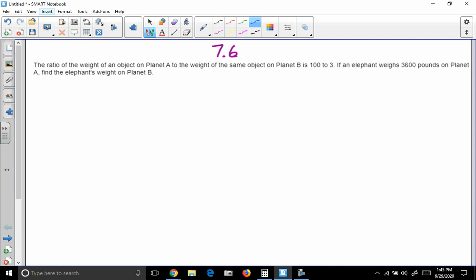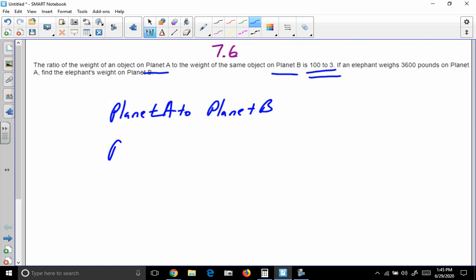So 7.6, we're looking at some applications to rational equations. In this one, they tell us that the ratio of the weight of an object on planet A to that on planet B is 100 to 3. So we have a ratio, planet A to planet B. That can be written as planet A over planet B. That's the ratio. And that ratio is 100 to 3, 100 over 3.